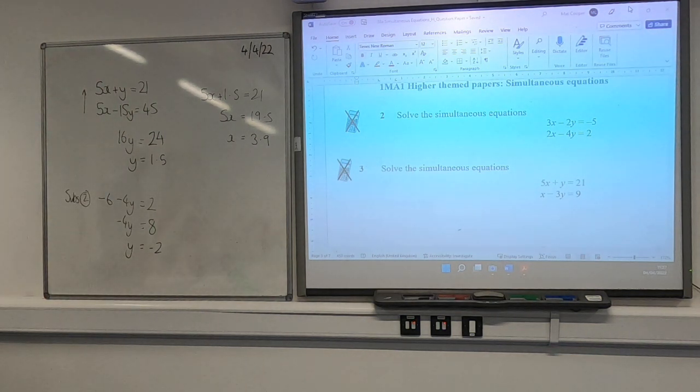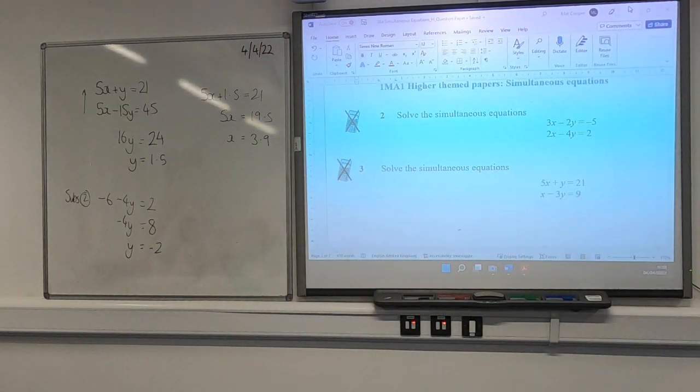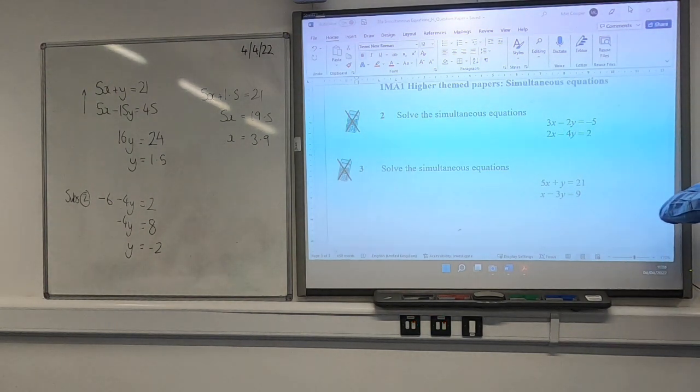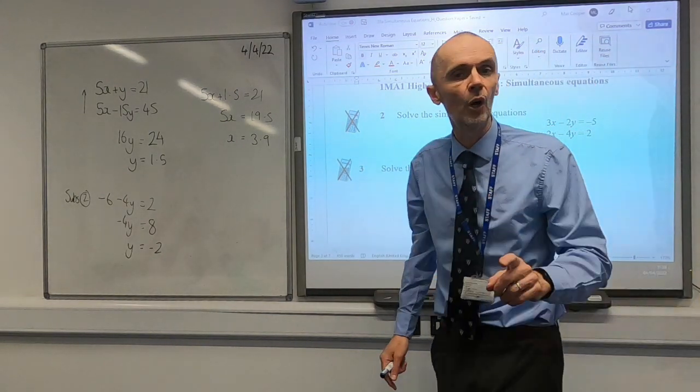And actually it says non-calculator, but we don't need to worry about that because we are told that simultaneous equations will be on paper 3. And those are simultaneous equations. We call those linear simultaneous equations because the two equations, if we plotted them on the graph, would be straight lines. And then we can tell they're linear because we've got no powers of x.